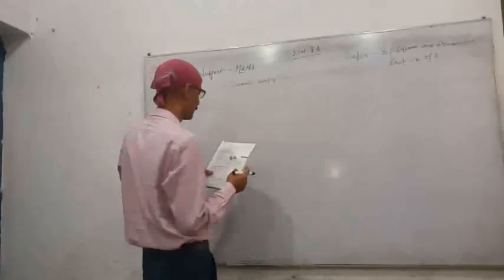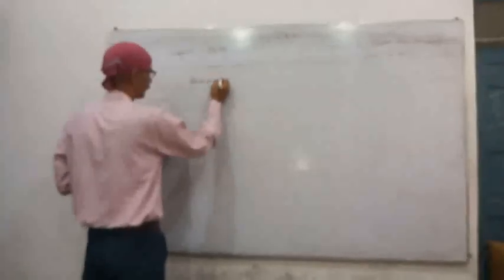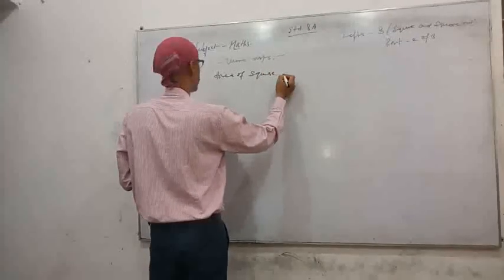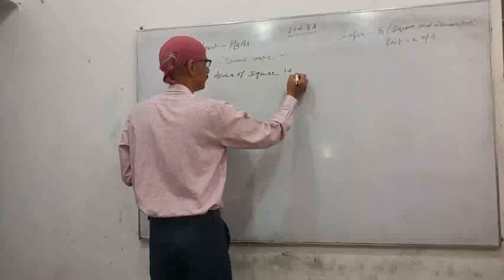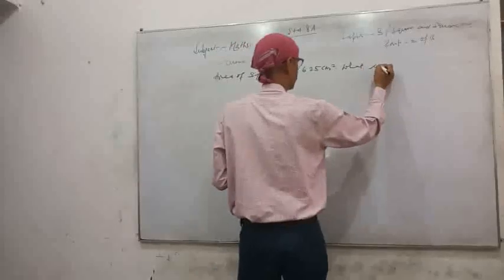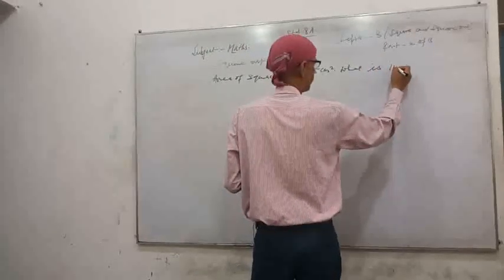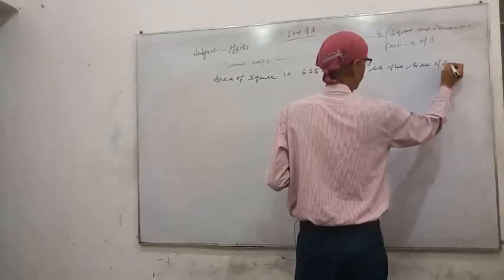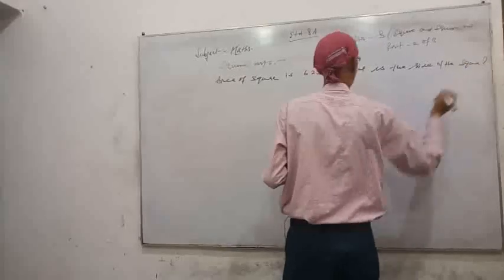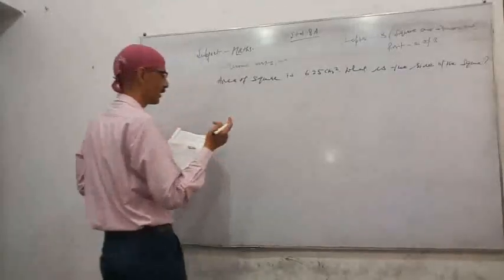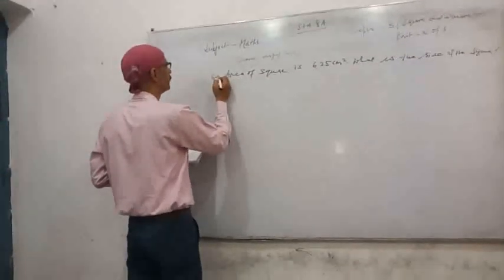Let us study the following situation. You have to find the area of a square. The area of the square is 625 centimeter square. What is the side of the square? Student, you know that the area of a square is side square. This is the question.